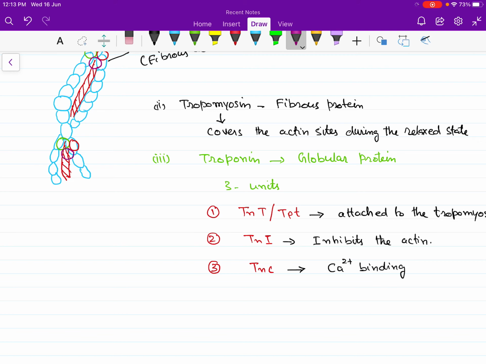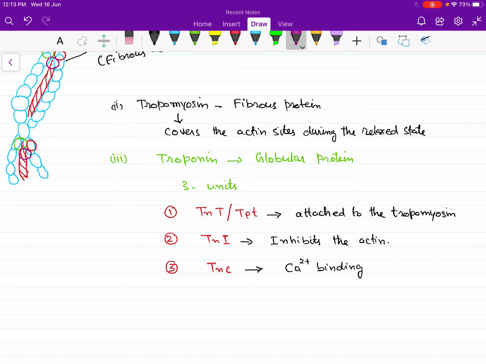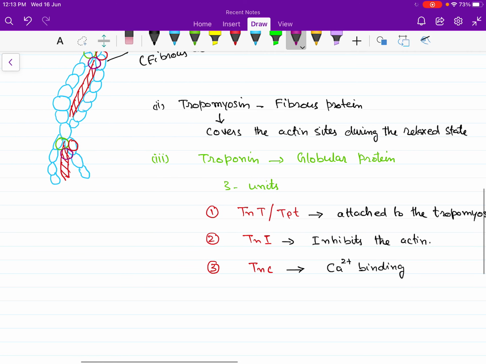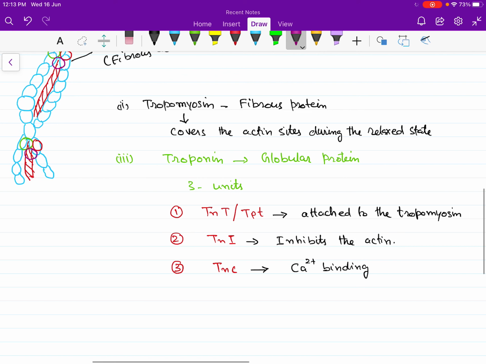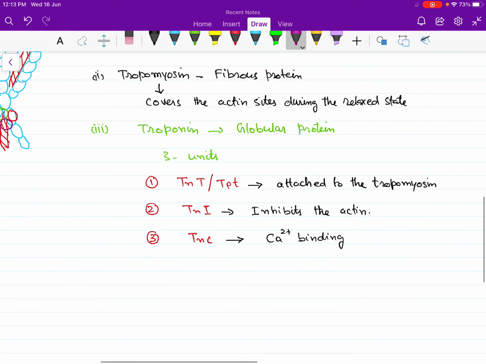They are smaller in quantity, but they are regulatory in nature. These include tropomyosin, which is a fibrous protein, and its job is to cover the actin sites during the relaxed state. Next we have seen troponin. Troponin is a globular protein formed of 3 units: TNT, TNI and TNC. TNT attaches to the tropomyosin. TNI is an inhibitory protein which inhibits the actin during the relaxed state, and TNC is the calcium binding protein.